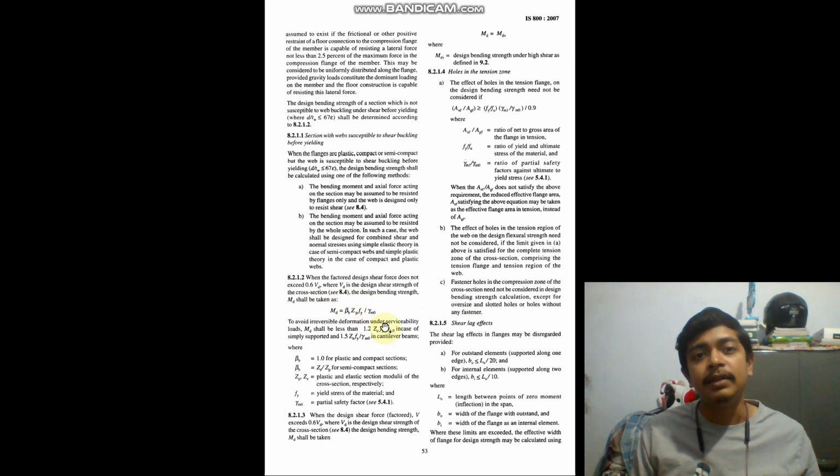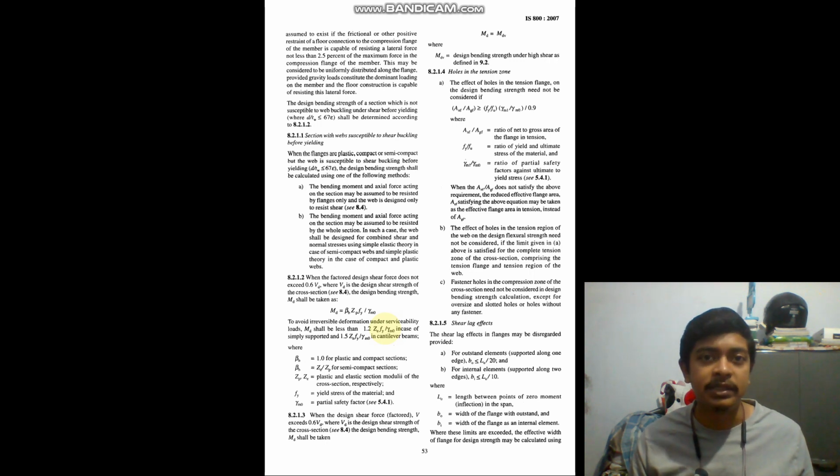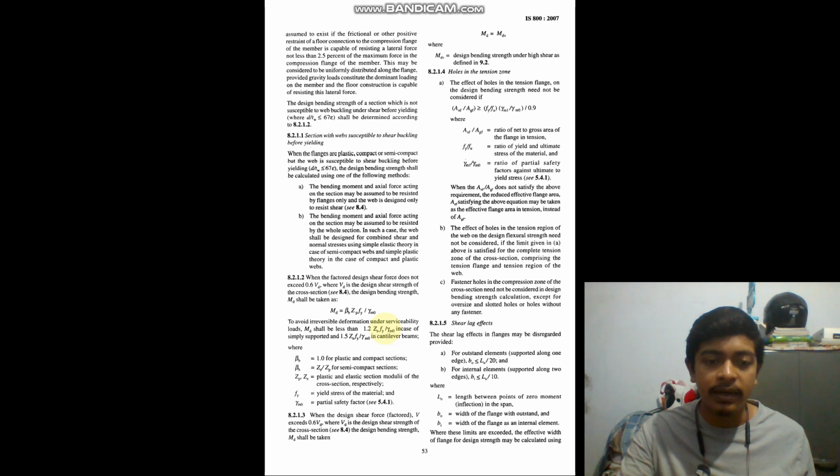But if the factored shear force is more than 0.6 Vd, in that case it is considered as high shear case. Okay, so if it's a high shear case, that means that the high amount of shear basically is affecting my moment carrying capacity in the beam. It starts interfering with the moment carrying capacity of the beam. So my moment carrying capacity of the beam is somewhat reduced in that case. So how can we find that?